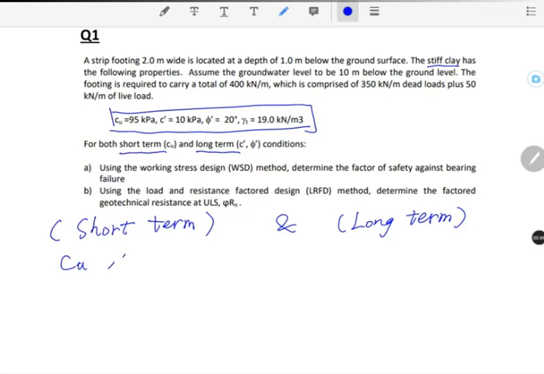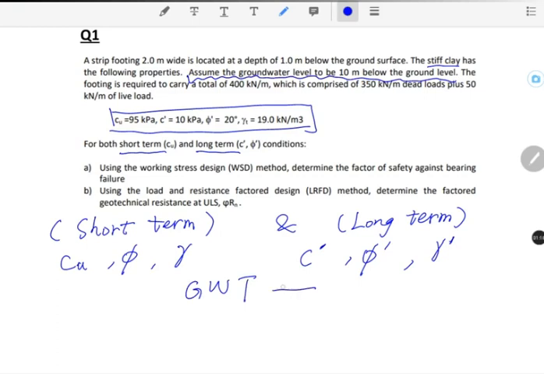total cohesion, phi angle, unit weight, and for long-term, we use effective cohesion, phi prime, and a gamma prime. And we have an important statement that the groundwater level is 10 meters below the ground surface, which means it's deep, so that we don't need to consider the impact of groundwater on the calculations.